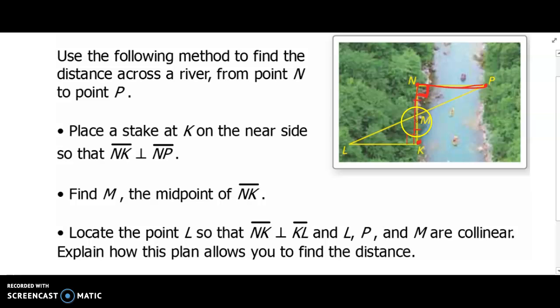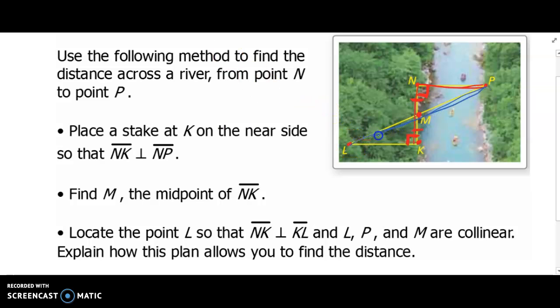Then I want to find M, which is the midpoint of N and K, which ensures me that this piece here and this piece here are congruent. Then I need to locate L, which is right over here, so that NK is perpendicular to KL, so I want to make a right angle here, and that L, M, and P are all collinear. So they are all on the same line.